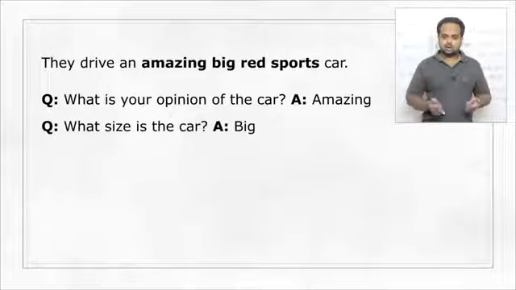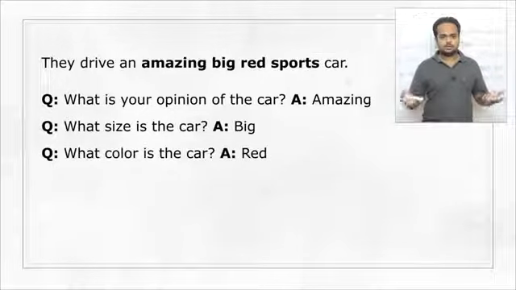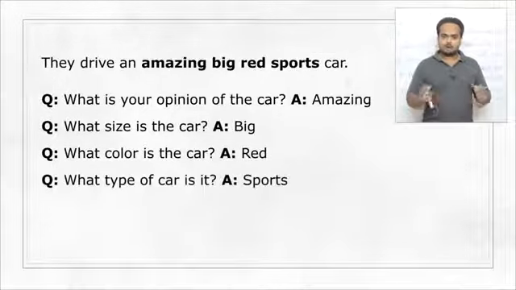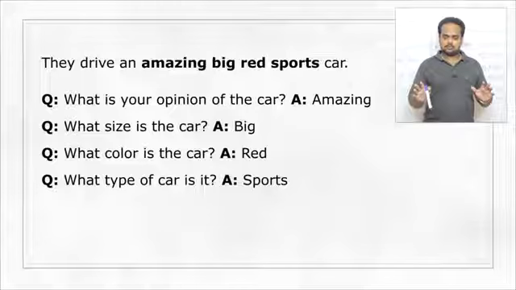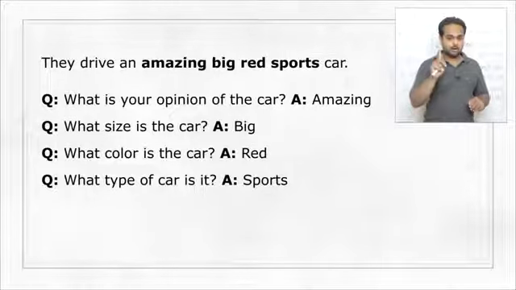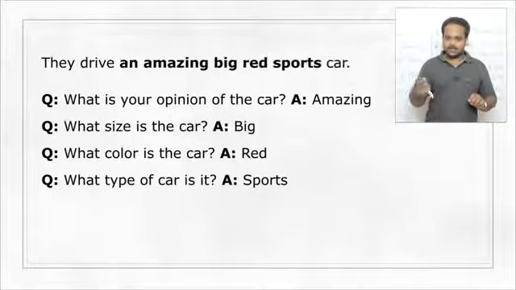What size is the car? It's big. What's the color? It's red. And what type of car is it? It's a sports car. Okay, now that's all great, but I don't know if you noticed, there's actually one more adjective in this sentence, and that is the word an.